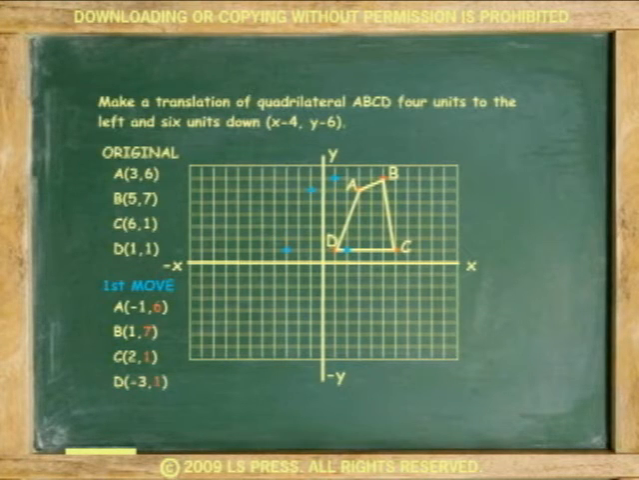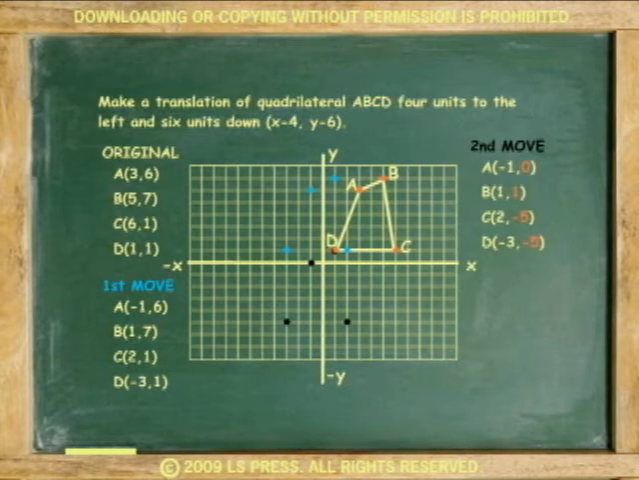In translation down, the y coordinate moves -6. The new coordinates after the second move are (-1, 0), (1, 1), (2, -5), (-3, -5).